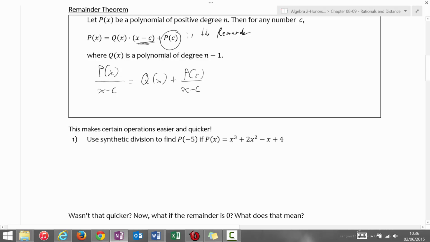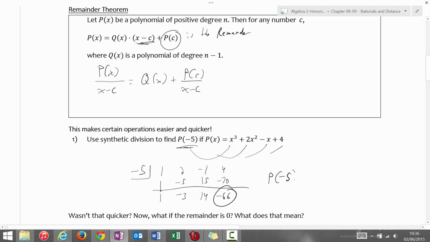Now look at what this makes easier. If I want to find p of negative 5, before I would have to plug negative 5 into each of these. Now all I have to do is synthetically divide with negative 5. 1, 2, negative 1, and 4. Do my multiply, add, and multiply, and add. And I get negative 66. And this means that p of negative 5 is negative 66.